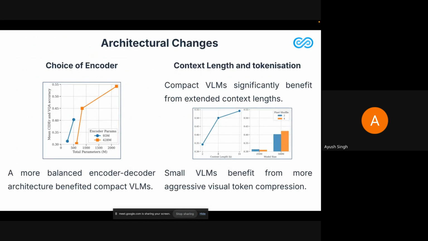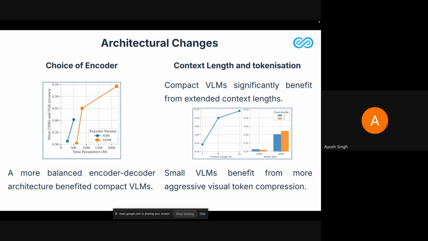So the first is the choice of encoder. The first step in a VLM is encoding these images into a latent representation. What they found is that a balance between the encoder and decoder, meaning there is a vision encoder and there is a language model, the sum of these will contribute to the total number of parameters in the model. So a balance between the size of the vision encoder and the size of the LLM is preferred for compact models. They tested with two vision encoders, one of 93 million and one of 428 million, with different sizes of the LLM part.